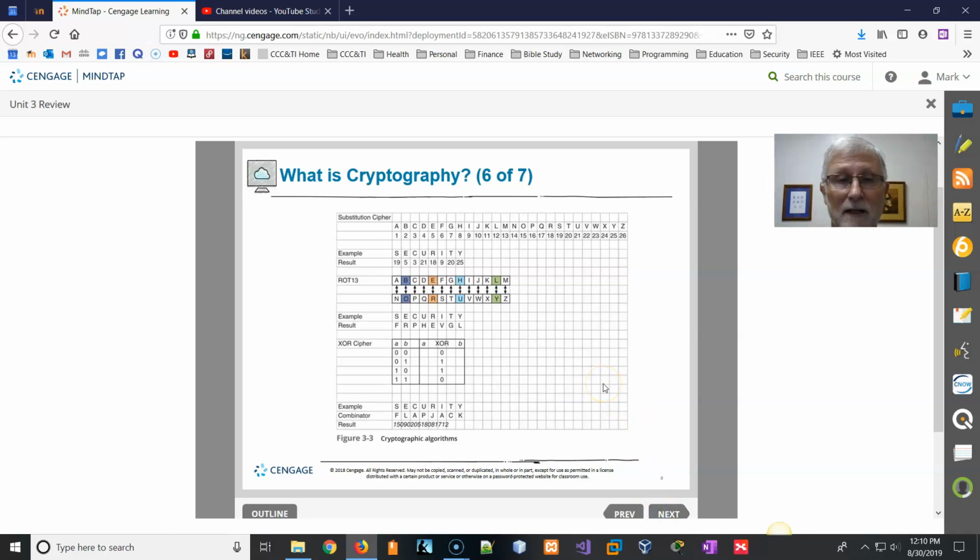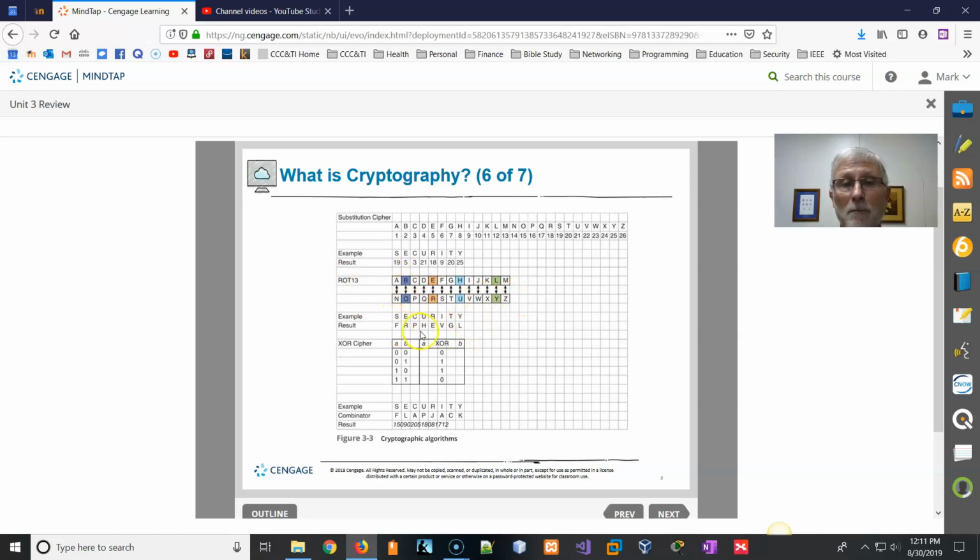Now here's just a couple of examples of the algorithms. Here's your alphabet with numbers across the top. For substitution, I'm going to substitute numbers for letters, so the word security ends up being that numerical string. The ROT13 rotates 13, so the A goes to N, and that gives you the numeric.